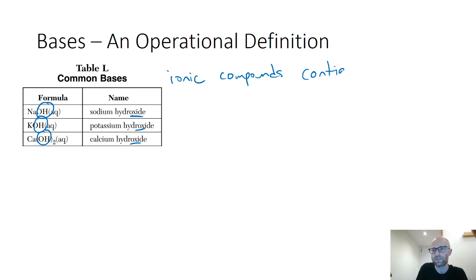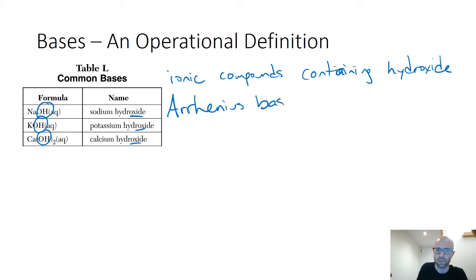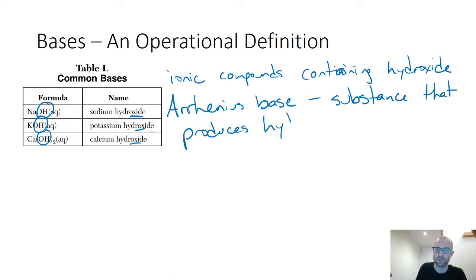So bases would be ionic compounds containing hydroxide. Now, the Arrhenius definition would go a little bit more detailed, and like with the acids, an Arrhenius base is a substance that produces hydroxide as the only anion in solution.